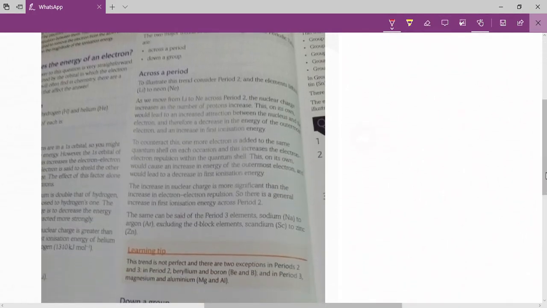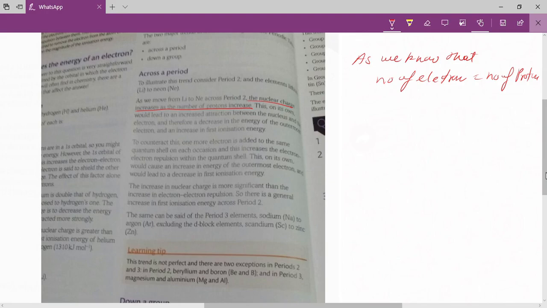Yes, so here, beta, they are writing that nuclear charge increases as the number of protons increases. As we know, the number of electrons equals the number of protons. Yes, that's right. So that's why they are saying that when the nuclear charge increases, that means the number of electrons will increase, and in the same manner the number of protons will also increase.